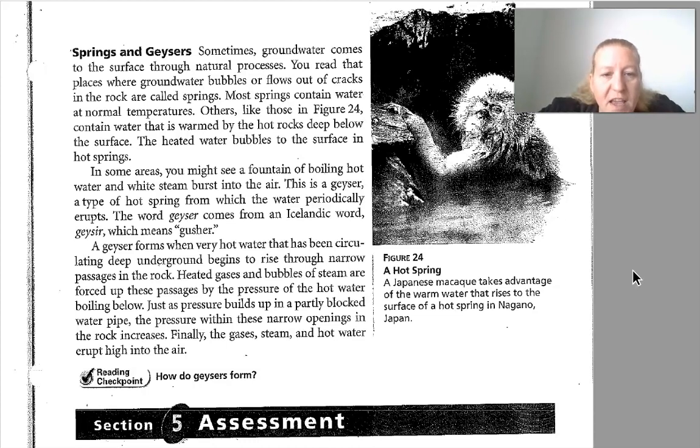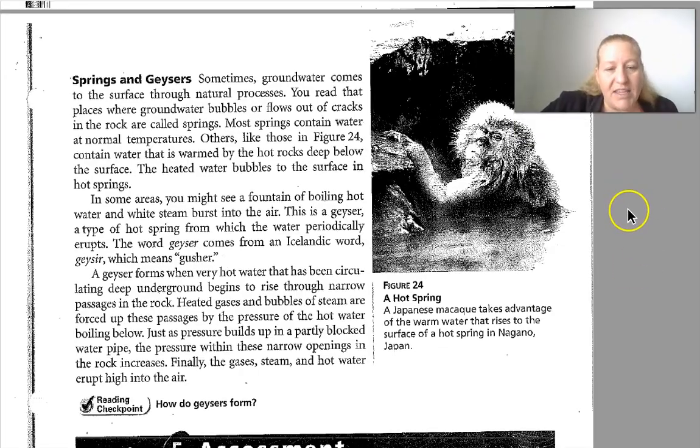A geyser forms when very hot water that has been circulating deep underground begins to rise through a narrow passage in the rock. Heated gas and bubbles of steam are forced up these passages by the pressure of the hot water boiling below. Just as pressure builds up in a partially blocked water pipe, the pressure within these narrow openings in the rock increases. Finally, the gases, steam, and hot water erupt high into the air.